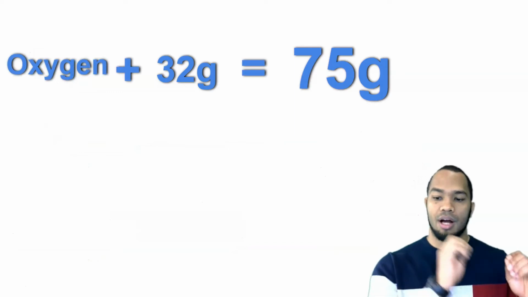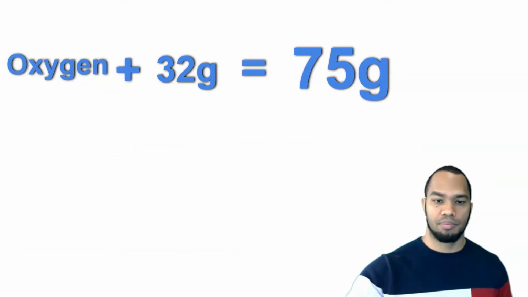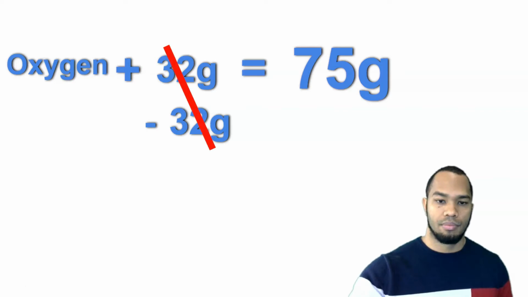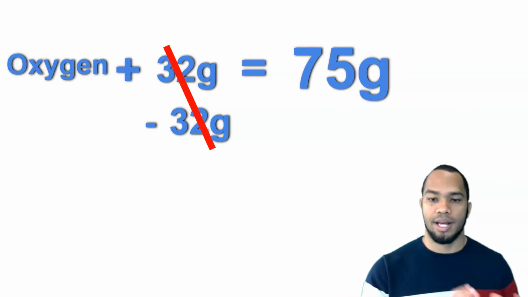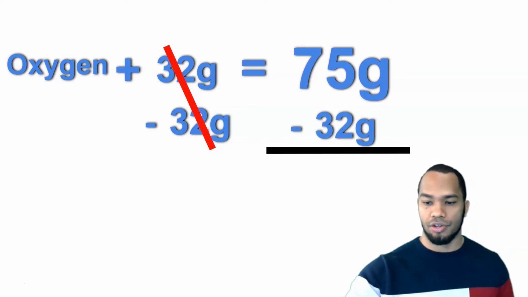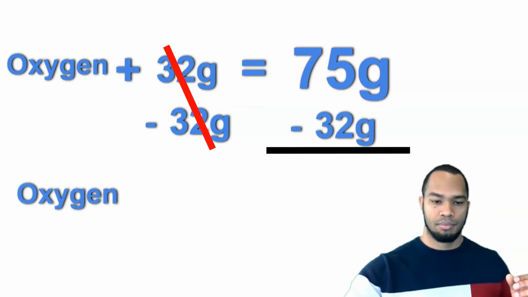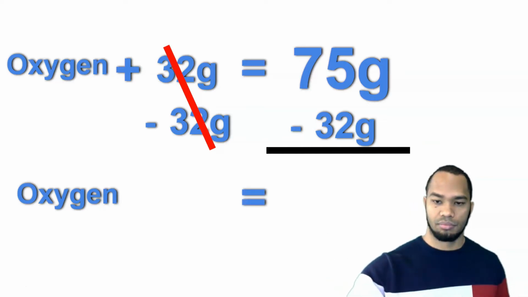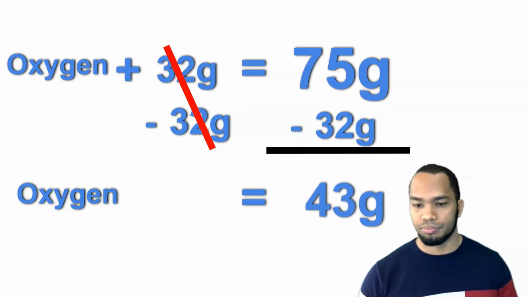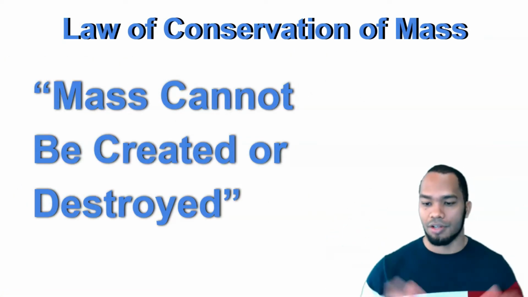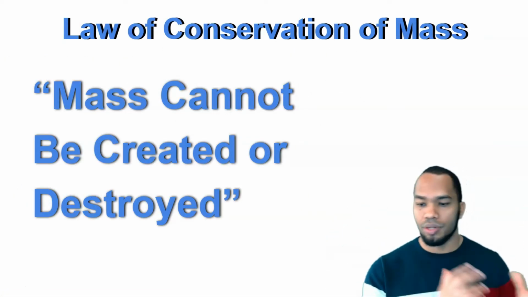So we want to figure out how many grams of oxygen we have. So we simply do the opposite operation. So we're going to subtract 32 grams. And whatever we do to one side of the equation, we have to do to the other side. So we're going to get 75 grams minus 32 grams. So oxygen is going to be equal to 43 grams, because everything needs to be accounted for. This is known as the law of conservation of mass. Mass cannot be created or destroyed.